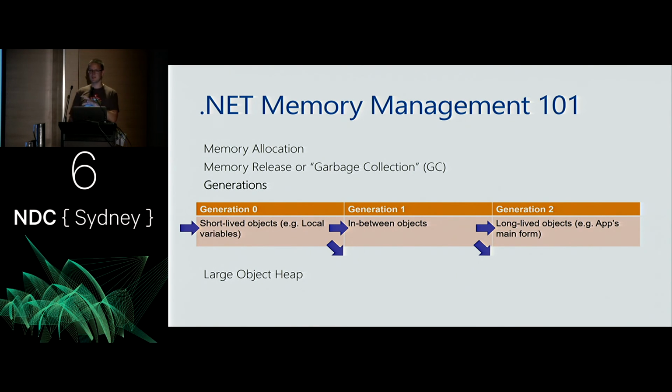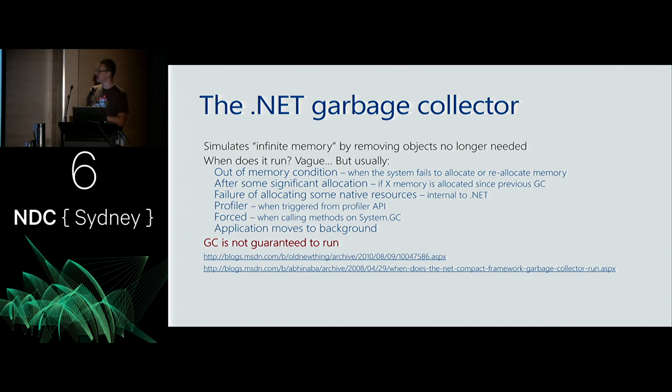If your object is in Gen 2 and a garbage collection cycle happens there and the object is still in use, it will just stay in Gen 2. If not, the garbage collector will free it up. Now, when does the garbage collector run?